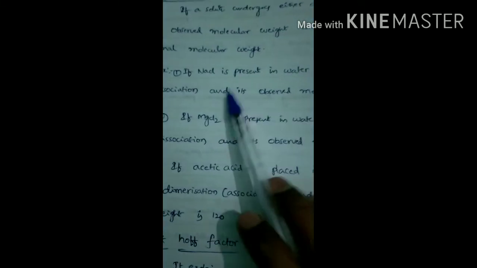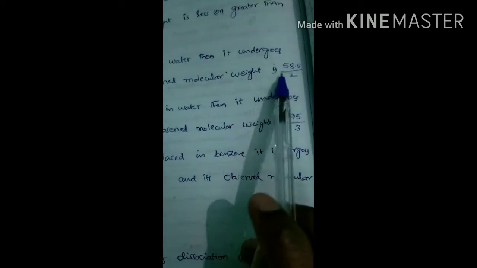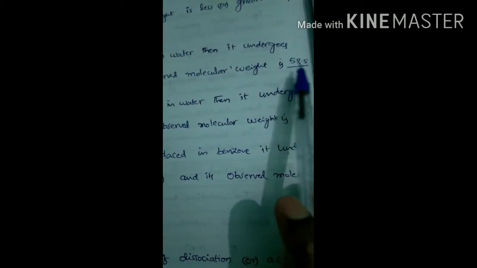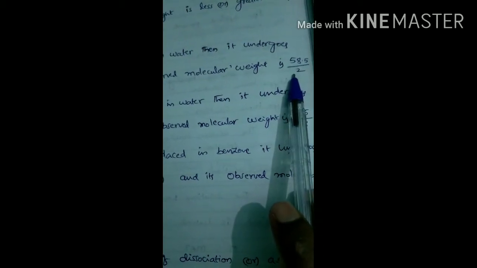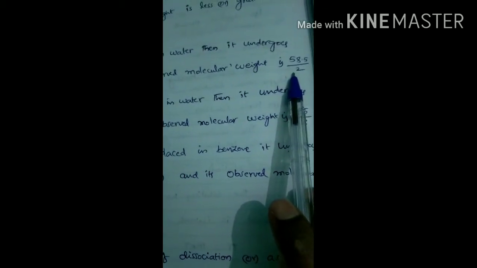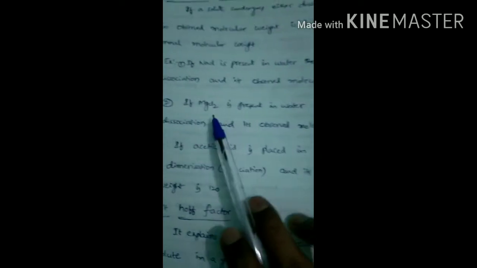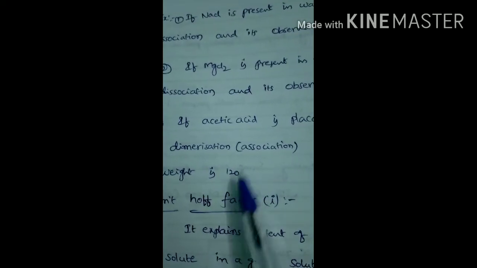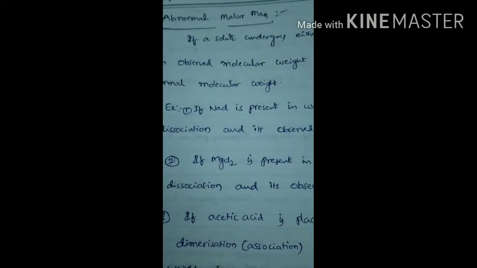Example, NaCl present in water, its observed molecular weight is how much? 58.5 by 2. That means its molecular weight should be divided by the number of particles present in the given solution after completing the reaction. If MgCl2 is present in water, its observed molecular weight is 95 by 3. Similarly, if acetic acid is placed, as I just discussed, its observed molecular weight is 120 by 1, 120. So this is about abnormal molar mass, a simple concept. Next one, Van't Hoff factor.